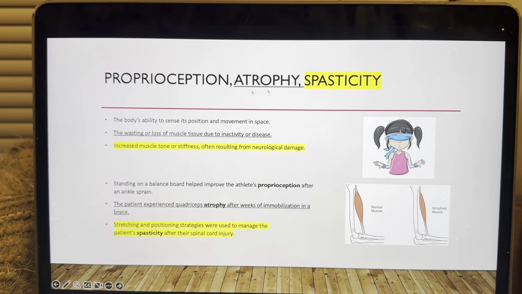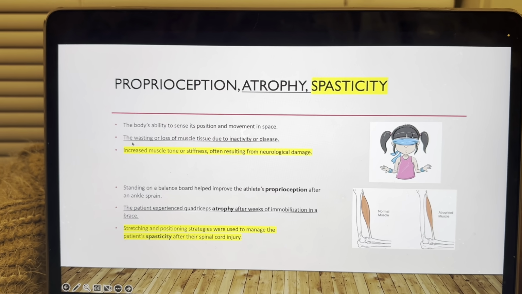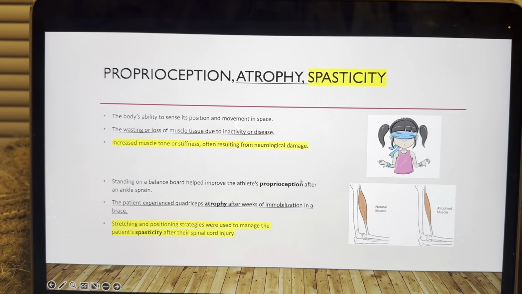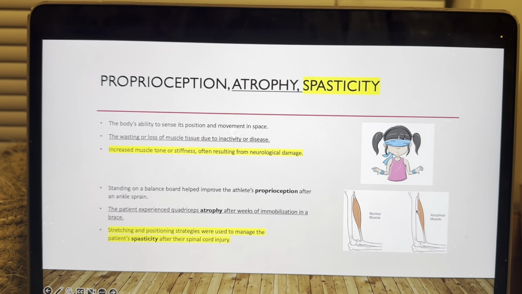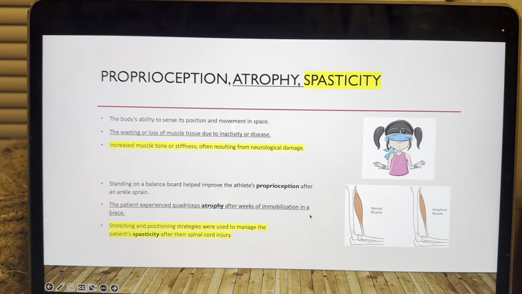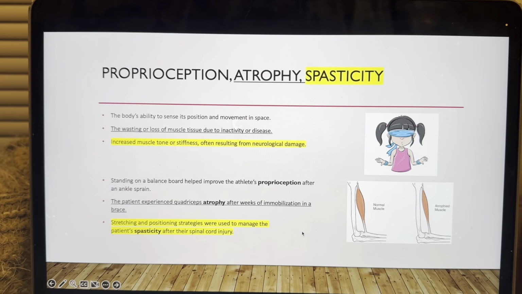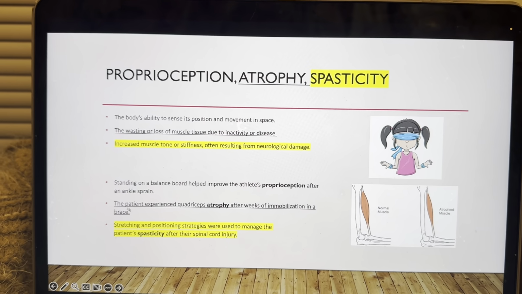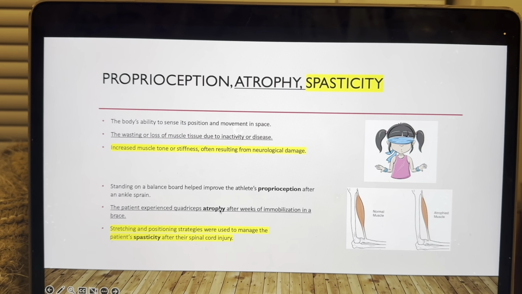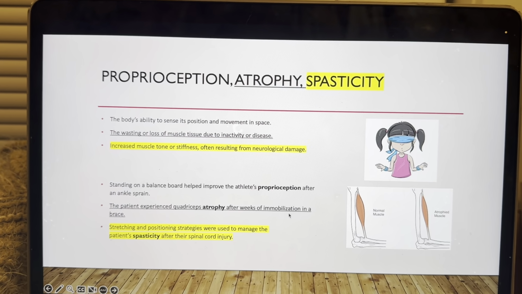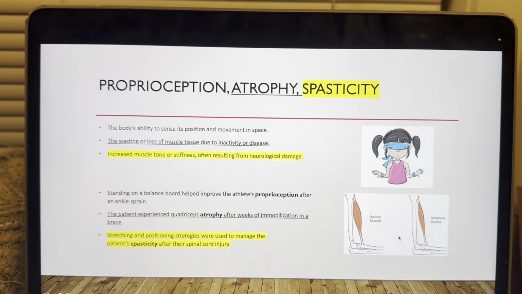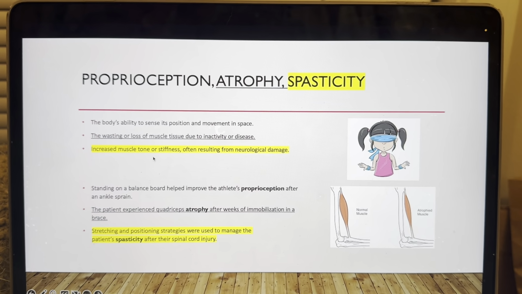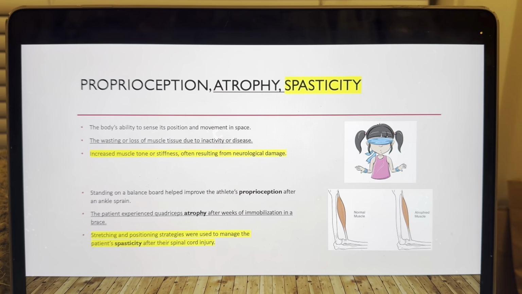The next term we have is atrophy, which is the wasting or loss of muscle tissue due to inactivity or disease. Here's an image of a normal muscle and then a muscle with atrophy, a little bit smaller. So stretching and positioning strategies were used to manage the patient's spasticity. Oh, that's the wrong one. Excuse me. The patient experienced quadriceps atrophy after weeks of immobilization in a brace. My mistake. And the last one is spasticity, which is increased muscle tone or stiffness, often resulting from neurological damage.